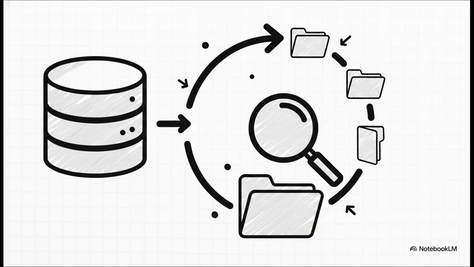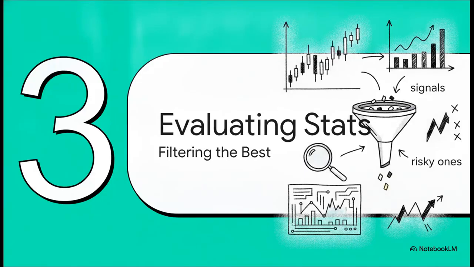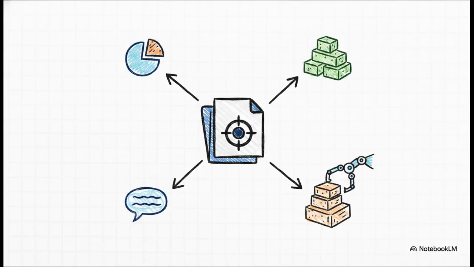It's wild. Section 3, Evaluating Signal Stats, Filtering the Best. Okay, now that your EA knows how to actually find every signal, it needs to analyze them. This is the fun part. This is the phase where your algorithm separates the best strategies from the highly risky ones.